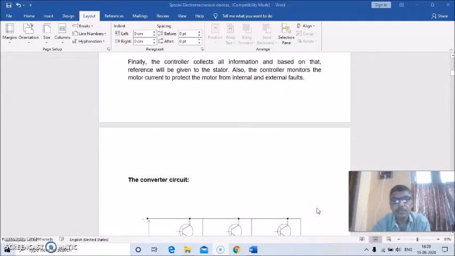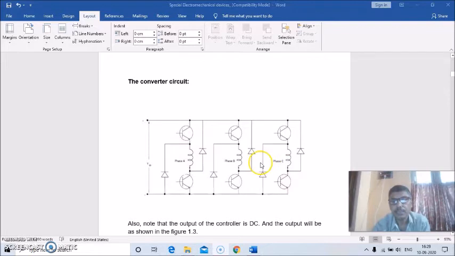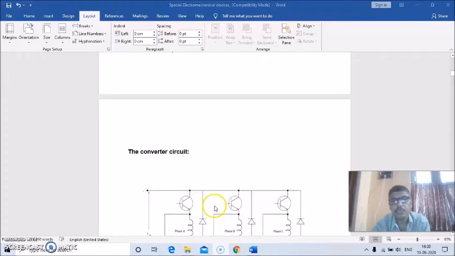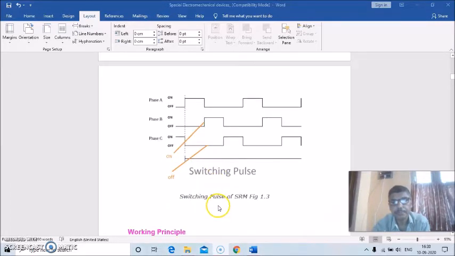Okay, so the converter circuit is like this. So this is the converter circuit. This is for phase A, this is for phase B, and this is for phase C. And also note that the output of the controller is DC, particularly this, and the output will be as shown in this figure. This is phase A. This is phase B, and this is phase C. Okay, so this is on state and this is off state. So these are the switching pulses, and how it works.